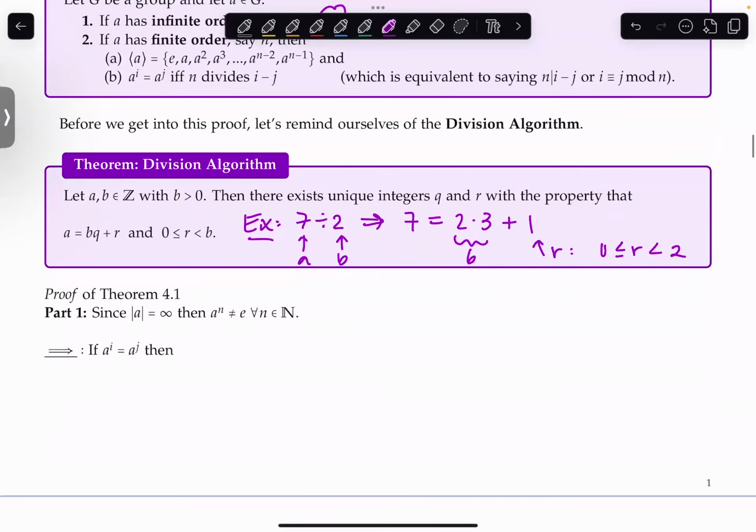Okay, so we want to think, what kind of manipulation can we do here to give us some information about our i and our j? We can multiply by the inverse of a to the j on both sides. And what would I get on the left-hand side if I did that? a to the power i minus j. Okay, and I'll get back what on the right-hand side?